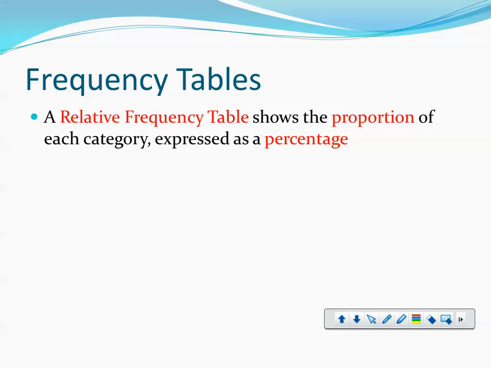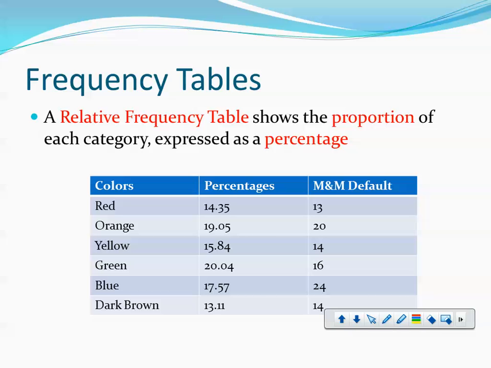Then we have this thing called a relative frequency table, which instead of showing a count, shows a proportion. So it is a percentage of the data. It doesn't just show the numbers. What it does is it shows the numbers relative to the total. So this relative frequency table, these numbers that we see right here are not how many there were, that is the percent that there were. There was 14.35% red. And again, to find percents, we took the total amounts, right?